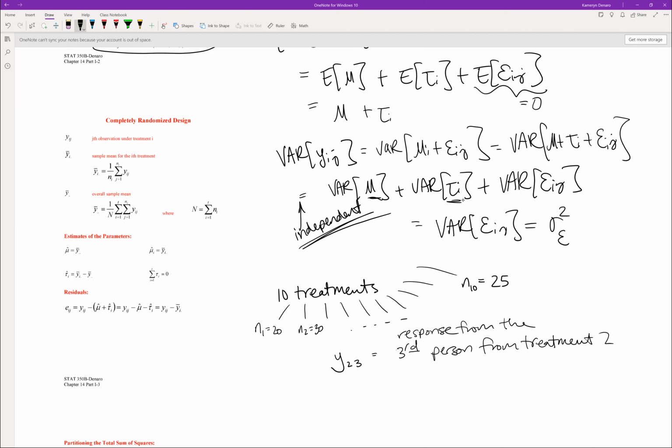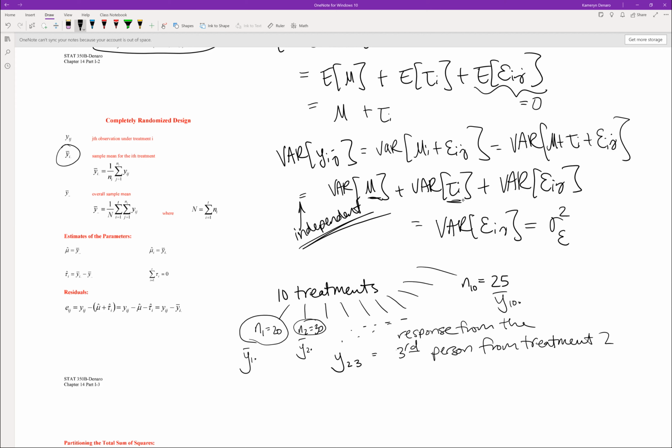Okay. Now, Y bar i dot, that is the sample mean for the ith treatment. So if I took all of these 20 observations and calculated the Y bar 1 dot, that would be the mean of these 20 people. If I got the Y bar 2 dot, that would be the mean of these 30 people. And I could keep getting all the individual treatment means. I could get the Y bar 10 dot, that is the sample mean for the 10th treatment, right? So that's what our Y bar i dots are.